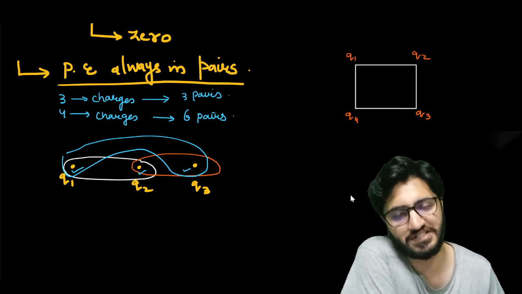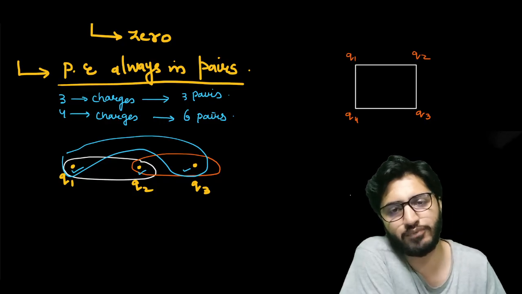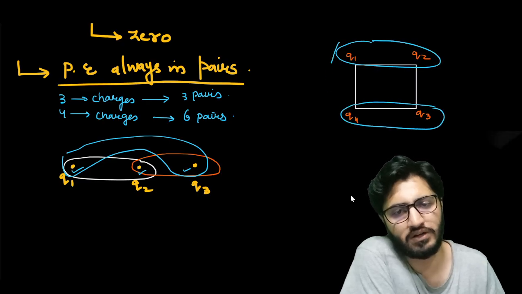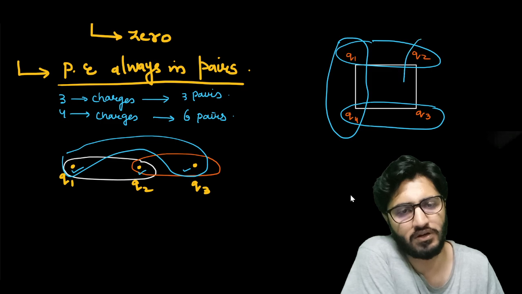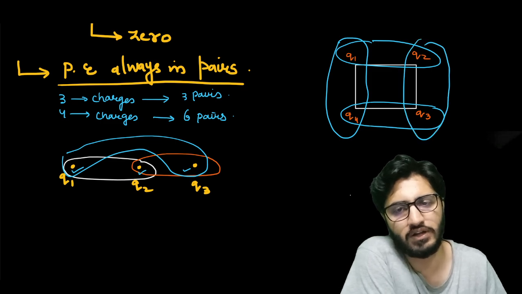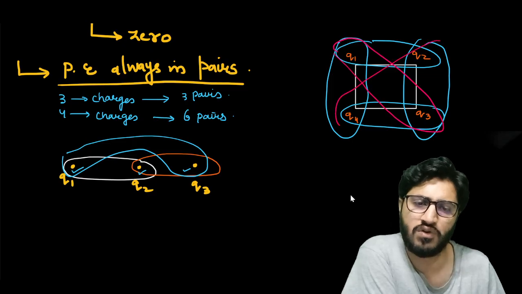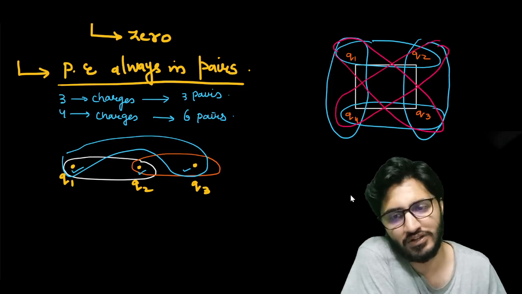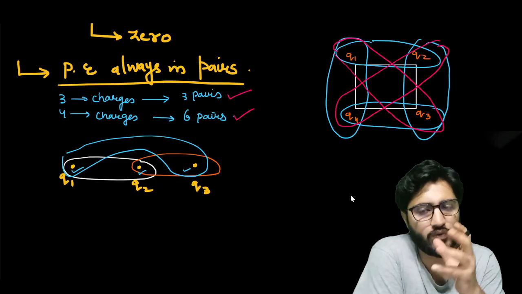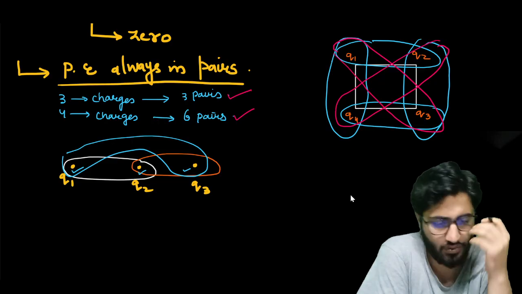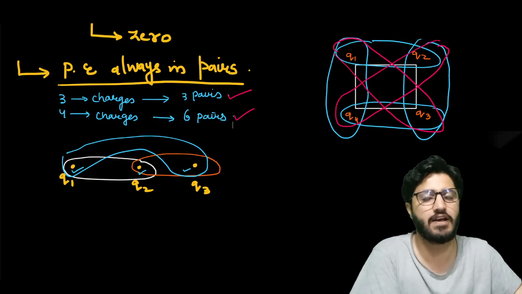So if this is my system, how to define its potential energy? Firstly, we have this pair, one pair, two pair, three pair, four, then five, and we have six pairs. So three charges, three pairs; four charges, six pairs. Now we know how many pairs we will get. What is the usage of these things? Look, we will do some numericals, then you will get each and every doubt clear.